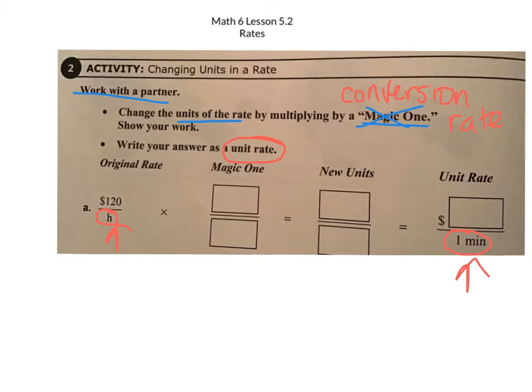So when you're changing or converting things, you put what you want to get rid of on the opposite diagonal. So up here is where I'm going to put hours. Okay? And then I'm trying to get to minutes, so on the bottom here I'm going to put minutes. So how many minutes are in an hour? So I'm going to put 1 hour here, and then there's 60 minutes in 1 hour. So essentially I'm going to do 120 over 1 hour times 1 hour over 60 minutes.